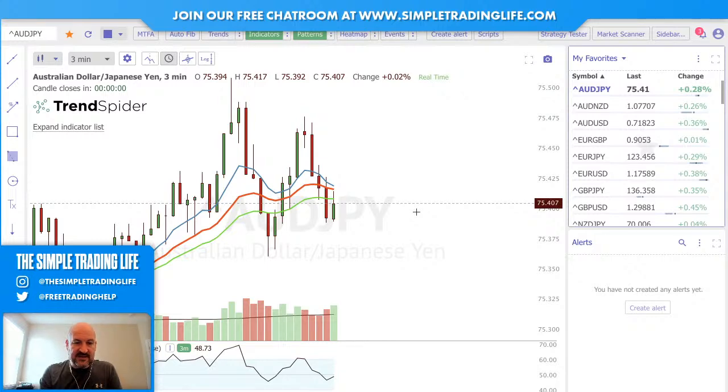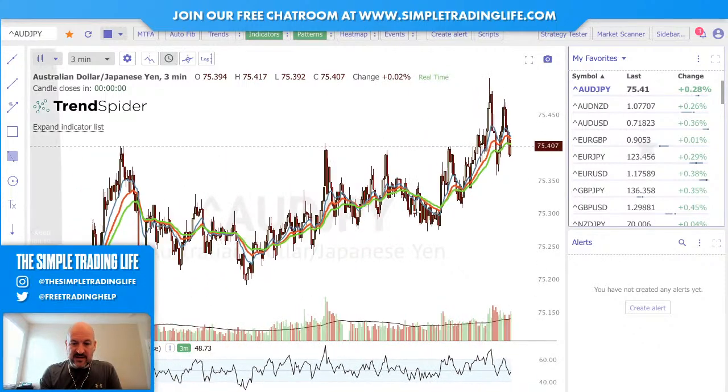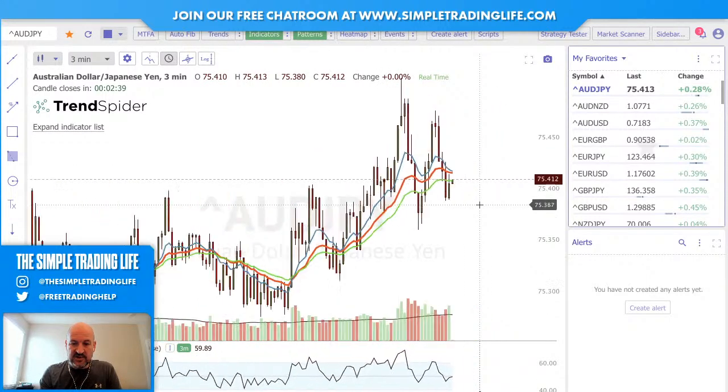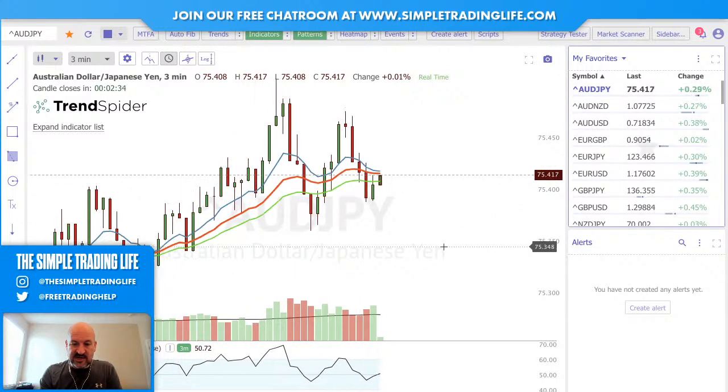All right, so this is the Aussie yen. So we scroll out, get our wider view on the 3 minute chart. Okay, we're slowly moving to the upside. That's our overall trend. Where are we at currently, right? We're going to start going through the checklist. Well, right now we're tangled up in here. We're not above or below the moving averages.